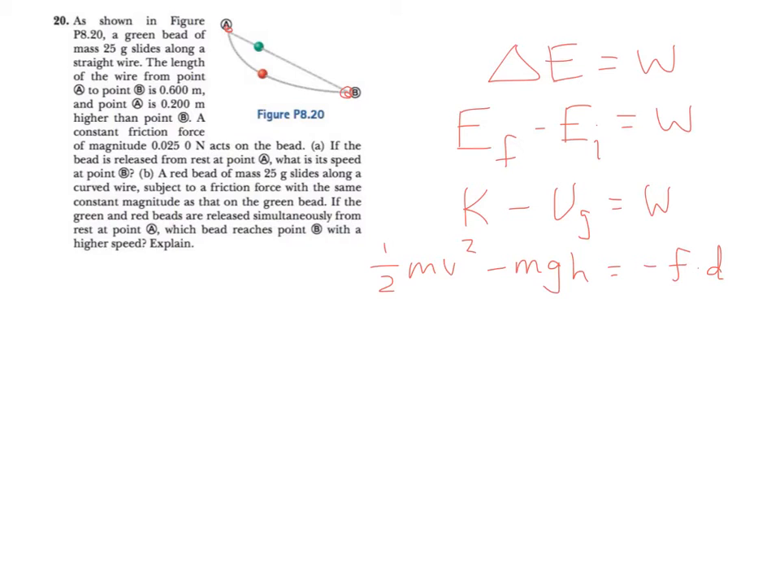All right, now let's read back through the question, see if we can fill in some other numbers here. The mass, 25 grams, that's going to be 0.025 kilograms. The length of the wire, that is D. And let's see, it says that point A is 0.2 meters higher than point B.